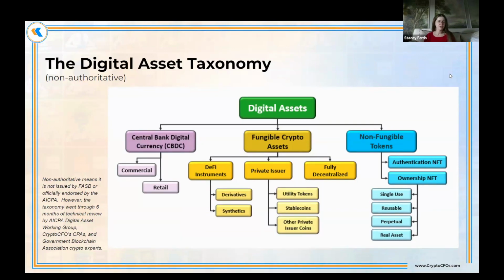I also put this in front of the crypto CFOs. We had a few working sessions talking through it, throwing different unique assets at it and saying, where does this fit? How would you categorize this? There was a lot of me putting it in front of different people, both accountants, lawyers, and a lot of people who work in the crypto space. And I basically asked them, attack this, tell me why it doesn't work, right? And so this is ultimately what we came up with and where we ended. So let's start walking through the taxonomy.